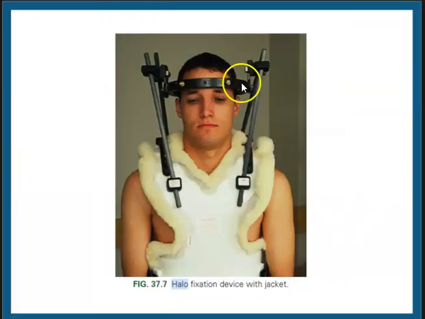So here is your halo traction device. You cannot do CPR through this. However, you need the wrench and key so that you can take it off. You are going to be assessing these areas here. It's not screwed into their head, but it is holding it in place. So the skin can break down there. You have to monitor that skin.